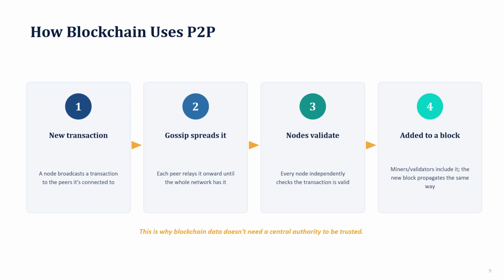This is called gossip. It continues until the entire network has seen it. Along the way, every node independently validates the transaction against the rules. Once it's valid, miners or validators include it in a new block, and that block spreads across the network the exact same gossip way. This is why blockchain data doesn't need a central authority to be trusted. The network reaches agreement on its own.